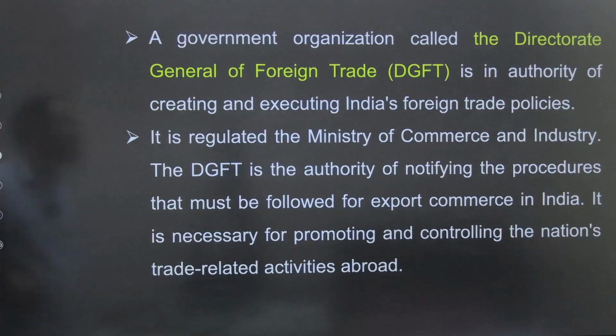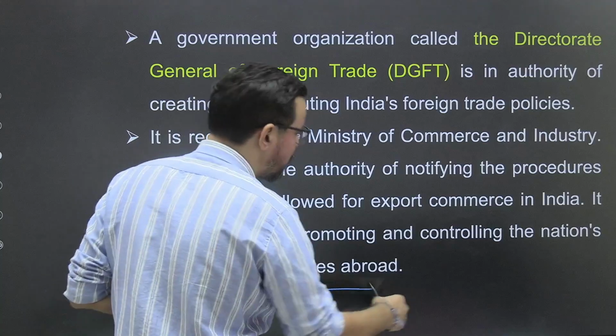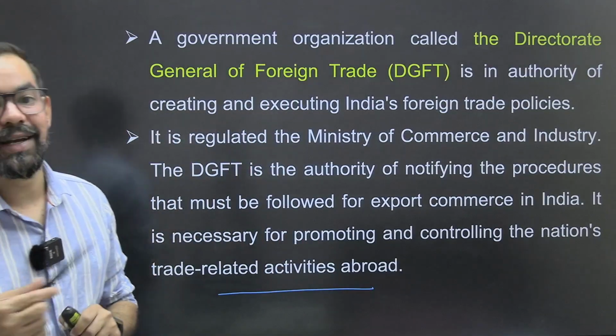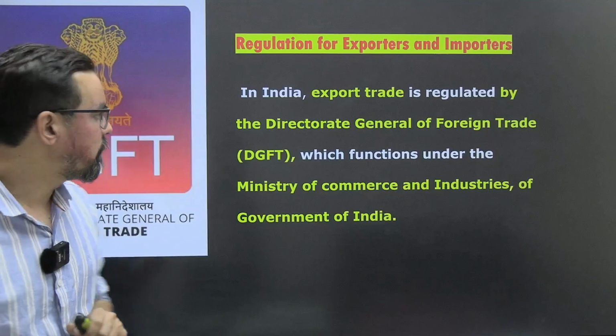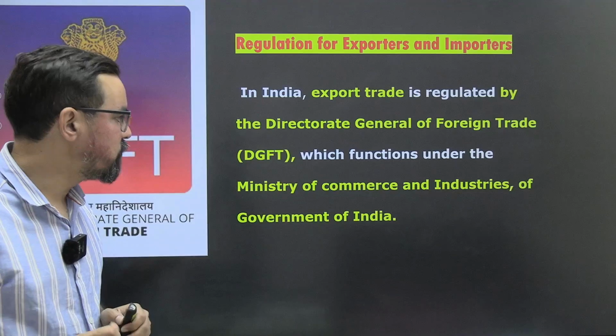So a government organization called DGFT, Directorate General of Foreign Trade, is an authority of creating and executing India's foreign trade policies. It is regulated by Ministry of Commerce and Industry. The DGFT is the authority of notifying the procedures that must be followed for export commerce in India, if necessary for promoting and controlling the nation's trade related activities. So basically our EXIM policies get decided by this organization itself. ठीक है, तो DGFT आपका export trade is regulated by DGFT, which function under this particular one.